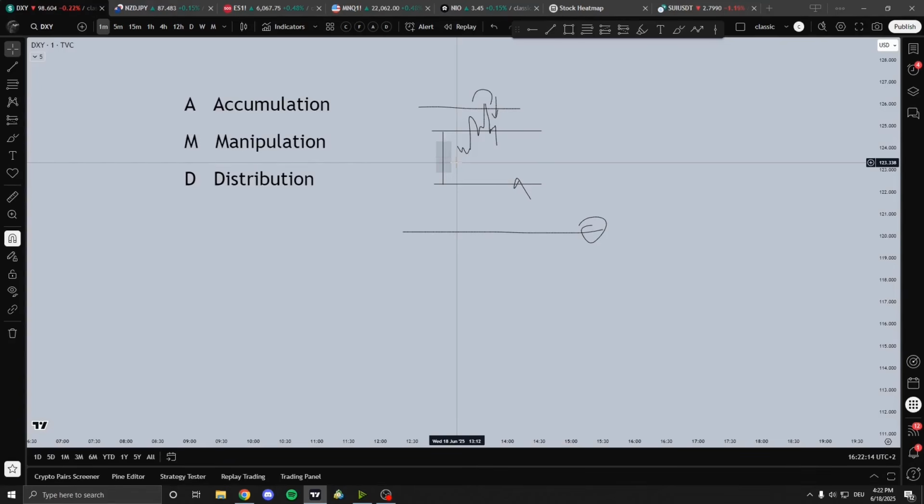Ideally, Asia session therefore should be consolidation. If Asia is, for example, expansion, then an Asia range play is much more unlikely. Why? Because we need accumulation for the following two phases of the AMD.